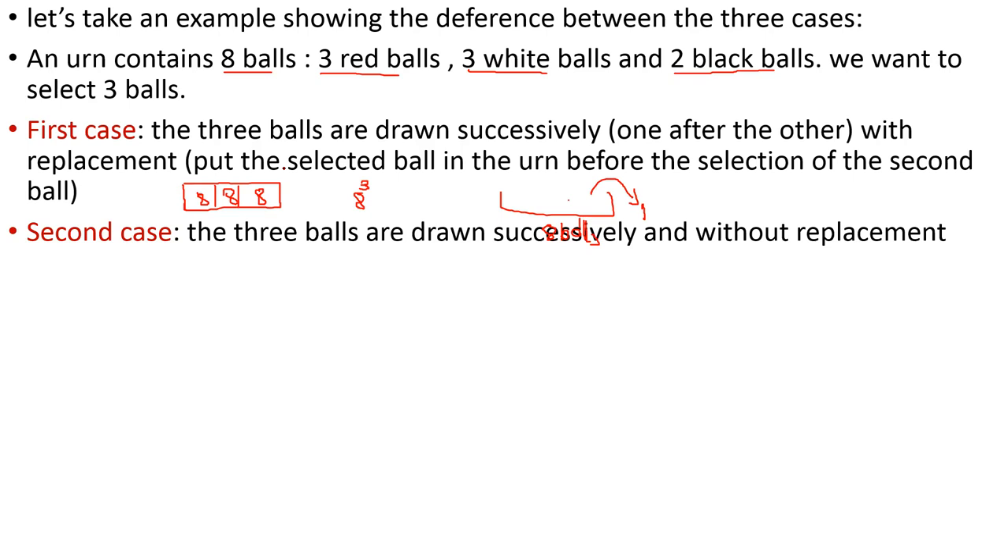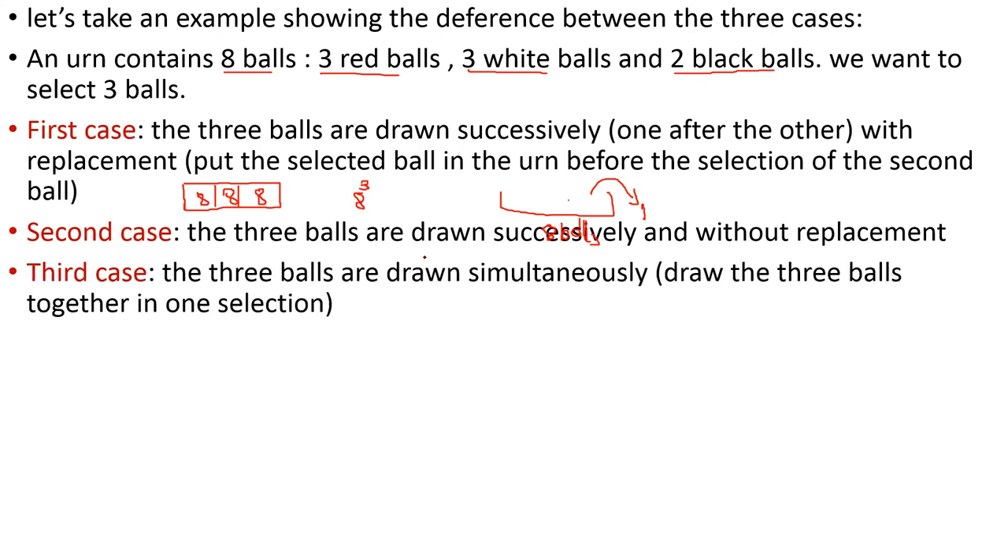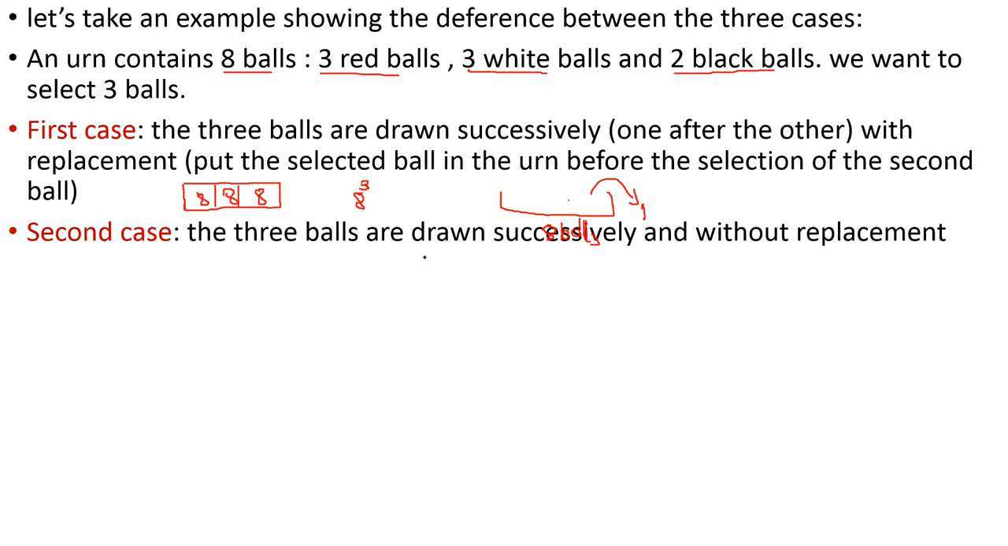Second case. The balls are drawn successively and without replacement. What does drawn successively and without replacement mean? We take the first ball, we keep it outside the box, we take the second ball, we leave it outside the box, then we take the third ball. So how many cases will we have? To choose the first ball, how many ways do we have? 8, 7, 6. Or I can use 8P3, which we find on the calculator. 8P3, how much?